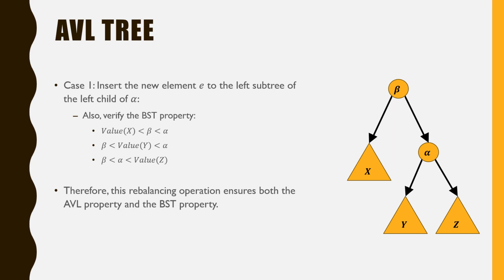At last, Z remains the rightmost subtree after rebalancing, consistent with the fact that elements in Z are greater than both alpha and beta. Hence, the rebalanced tree maintains the BST property.